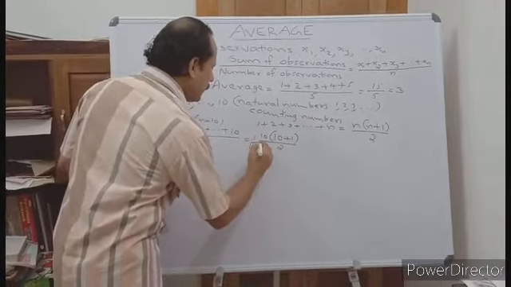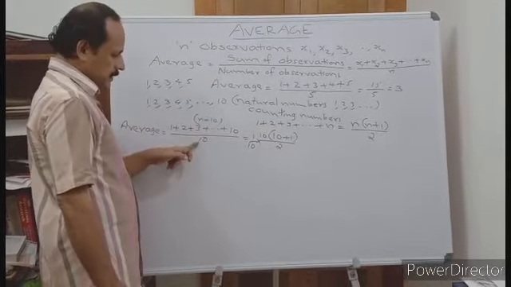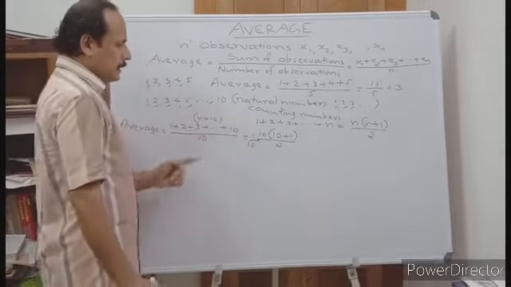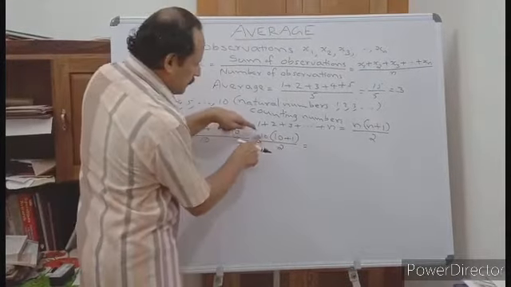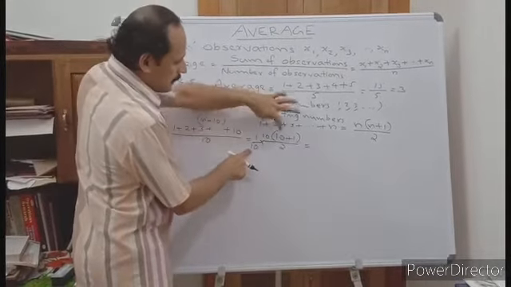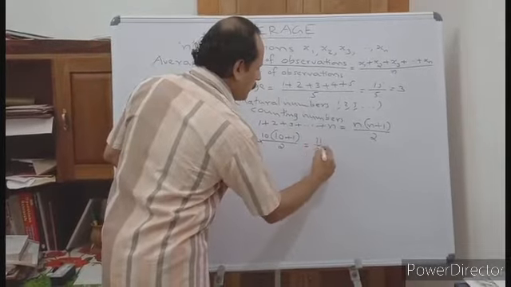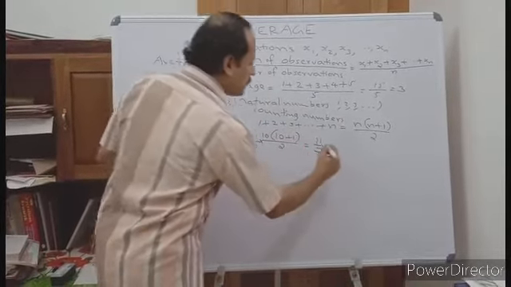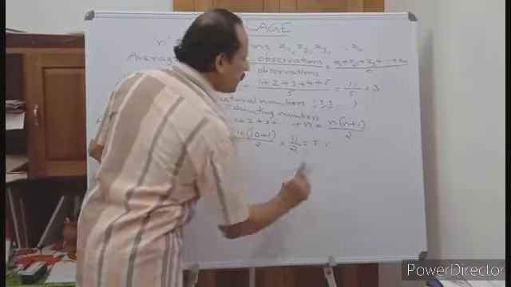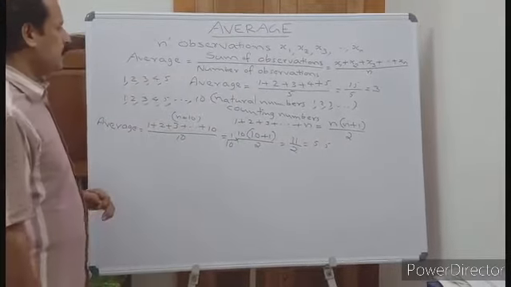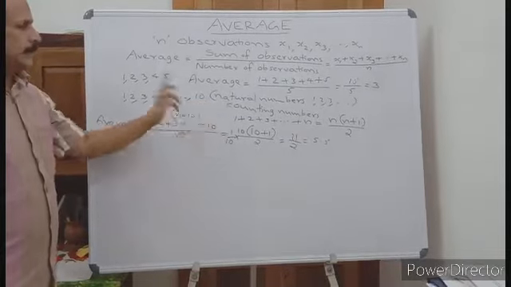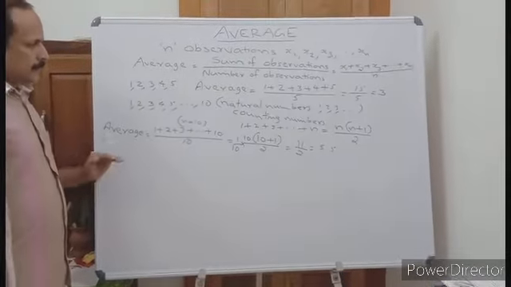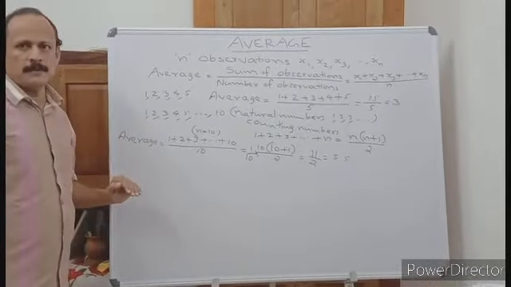Therefore 1 by 10 into the sum of the numerator, and we can cancel this 10 with this 10, remains 11 by 2. 10 plus 1, 11 by 2. This is 5.5. So 5.5 is the average of 1, 2, 3, etc., 10. And we go to the next example.